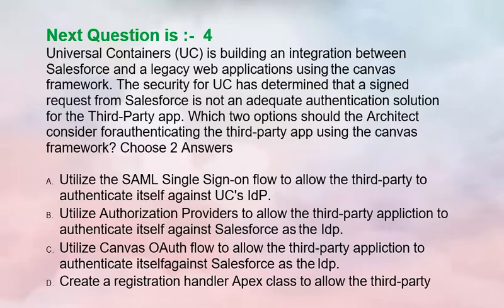Option A utilize the SAML single sign-on flow to allow the third party to authenticate itself against UC's IDP. Option B utilize authorization providers to allow the third party application to authenticate itself against Salesforce as the IDP. Option C utilize Canvas OAuth flow to allow the third party application to authenticate itself against Salesforce as the IDP.